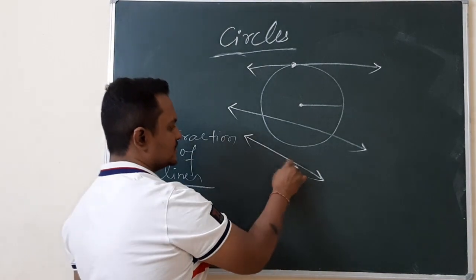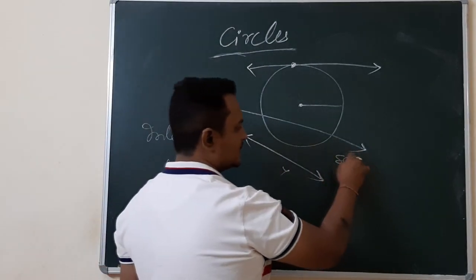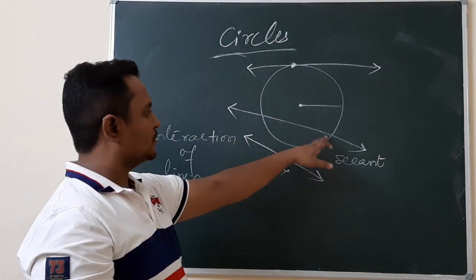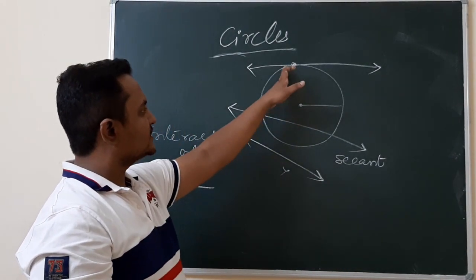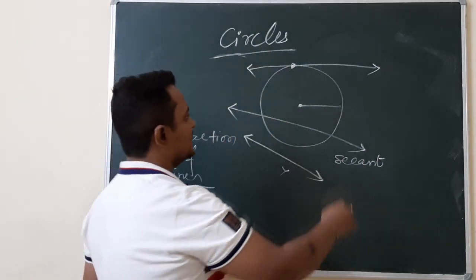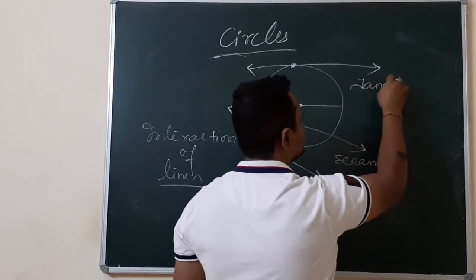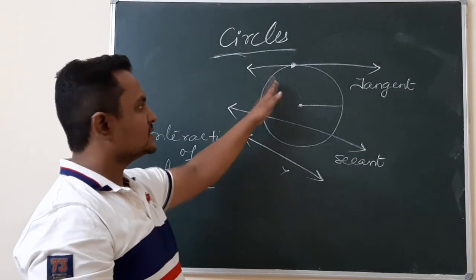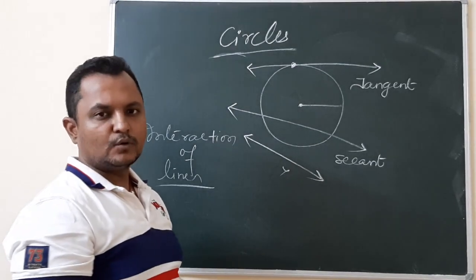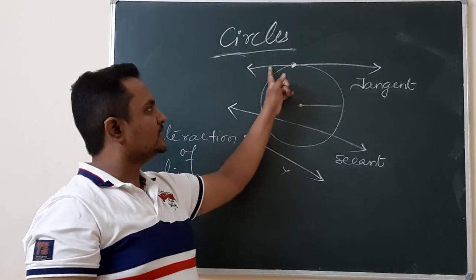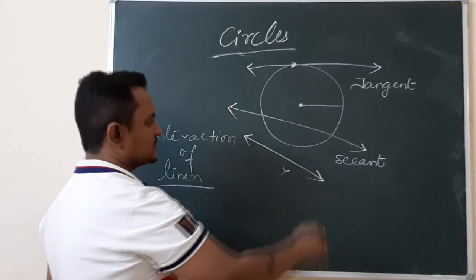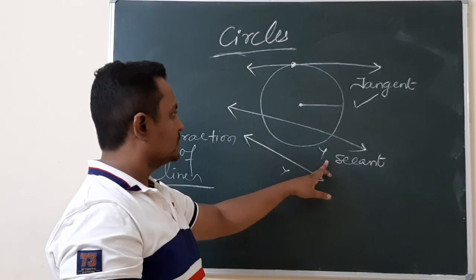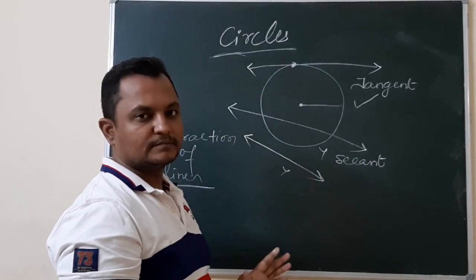Okay, this is none of our concern. This is called a secant. It will cut it at two points. And if it touches the circle at only one point, then it is called a tangent. This tangent is our concern in your class 10. The whole topic of class 10 is revolving around this tangent only. So this is not our concern, this is our concern. This was your concern in class 9, not now. So tangent is your concern, right?